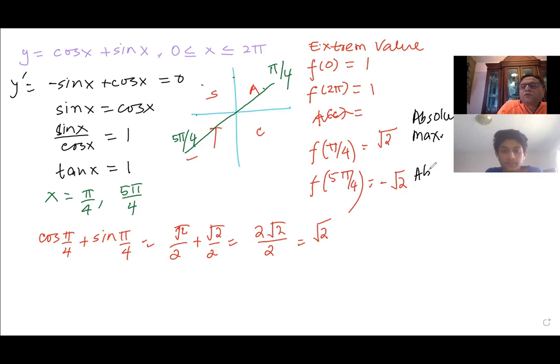And we have absolute minimum at 5 pi by 4. You get the idea? Yes, sir. So that is how you have to do these questions, right? Right. So just one clarification.